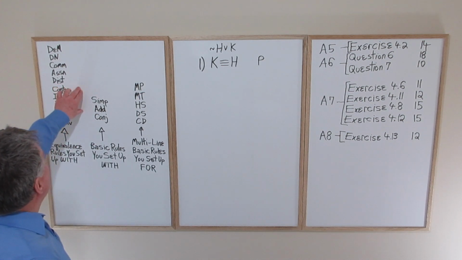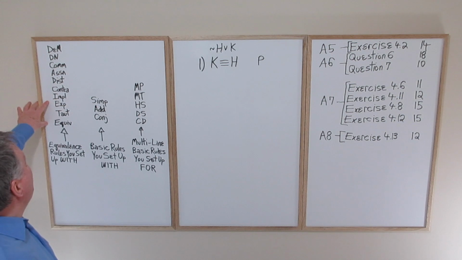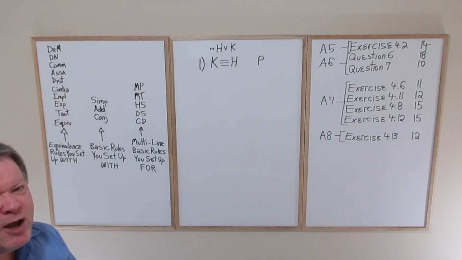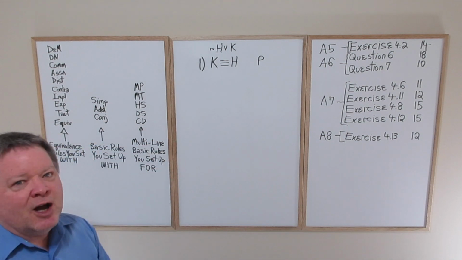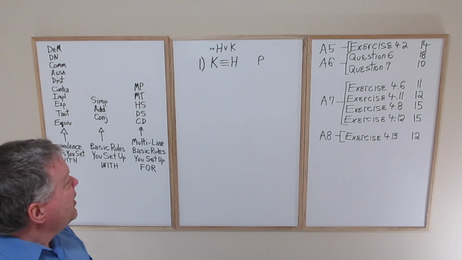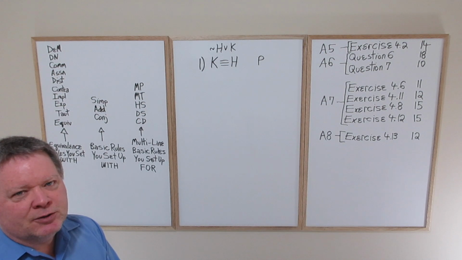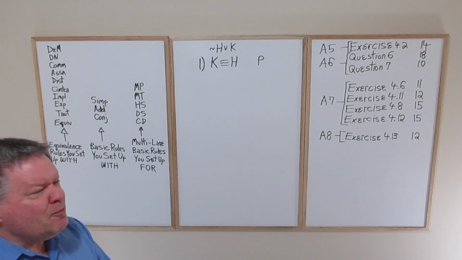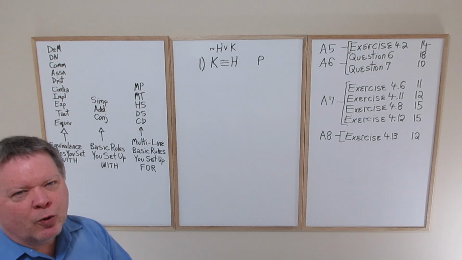It's generally going to involve some combination of the equivalence rules along with the basic rules that are most generally used to set up for the multi-line basic rules. Here, all we have is a biconditional. K, if and only if H. From that, we're asked to derive tilde H or K.